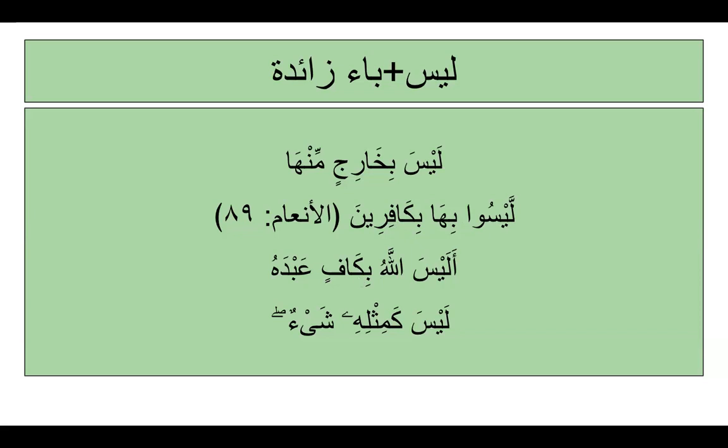Why am I adding this alone, or adding this meaning to this sentence? Because of ba zaida. Because of ba zaida, I am adding it. Is Allah alone, for, because I cannot say not at all, it does not befit Allah subhanahu wa ta'ala. So, is Allah alone not at all sufficient for his slave? Do you understand why this ba is here? Everyone understood this concept so far?